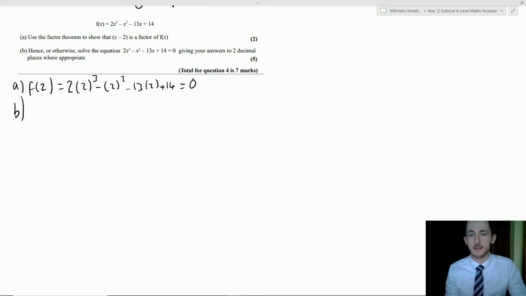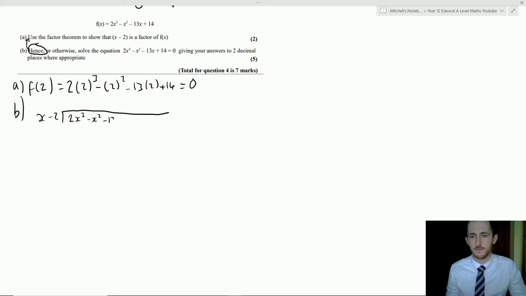So part B, hence or otherwise. So again, if you remember from our previous lesson, the word hence means using part A. Okay, so this is obviously an important piece of information. So what we're going to be using is the fact that x minus 2 is a factor to do, as we've done 1,000 times so far, long algebraic division.